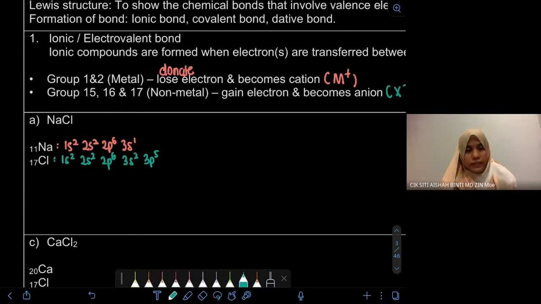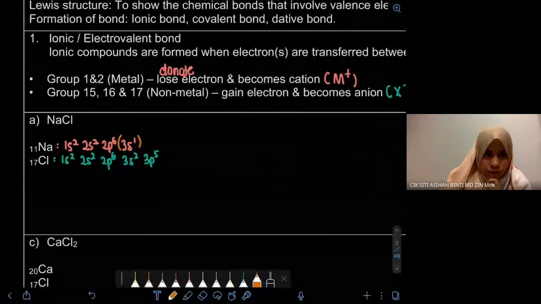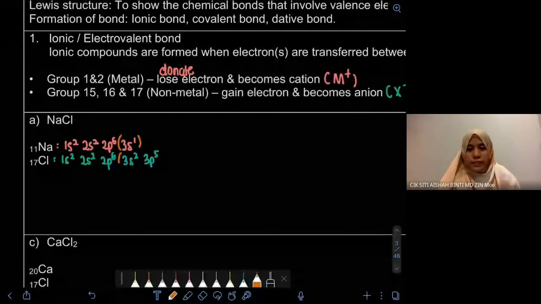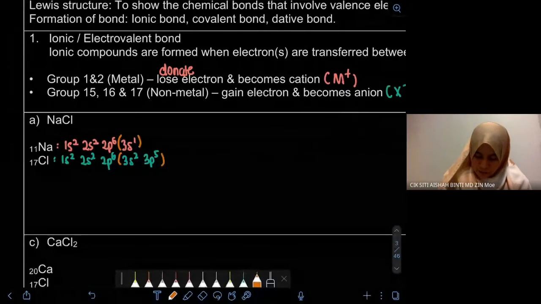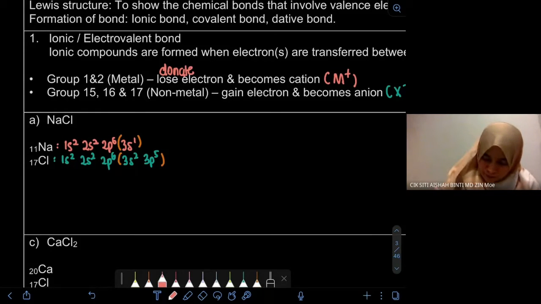So this is our electronic configuration. From here, we can draw our Lewis dot symbol. Here we know that for sodium, this is the shell, 3s1. For chlorine, it is 3s2, 3p5. So how do we draw it? I draw like this, 11Na. We want to show the ionic bond between sodium and chloride.